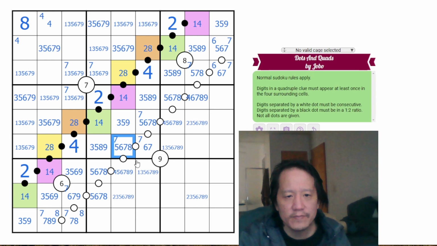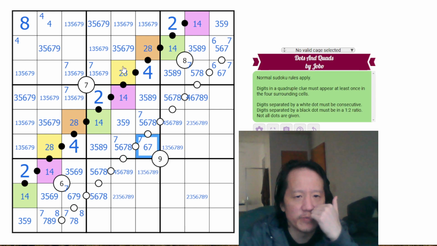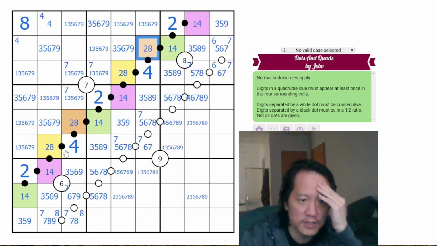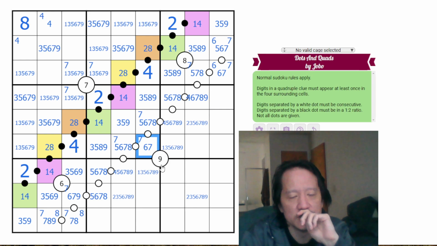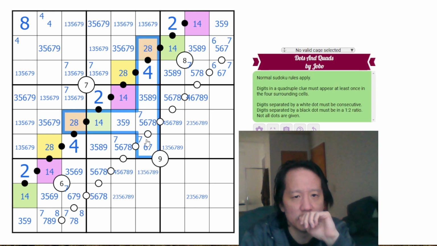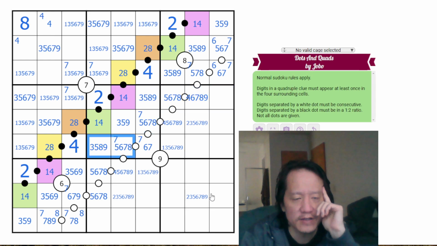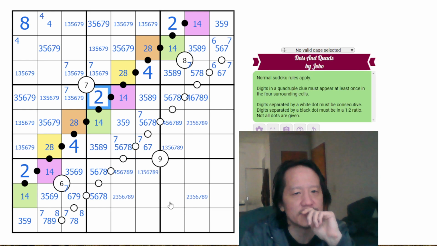I don't know if that tells us that much. Right, because this yellow and orange both see this. This yellow and orange both see this. Orange cannot be here. So orange has to be one of these two, which means orange is one of those three. Yellow cannot be here or here. So yellow has to be one of these two. Oh, wait, yellow can be, right, it can be 2. Forgot about that.